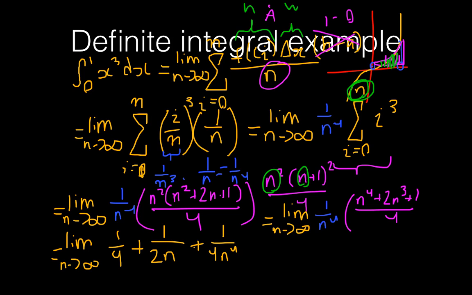Well, we know that both of these are going to approach 0 as n approaches infinity, because we get 1 over infinity. So cancel these, and we simply get that the limit equals 1/4. So we now know that the area underneath this curve is equal to 1/4.